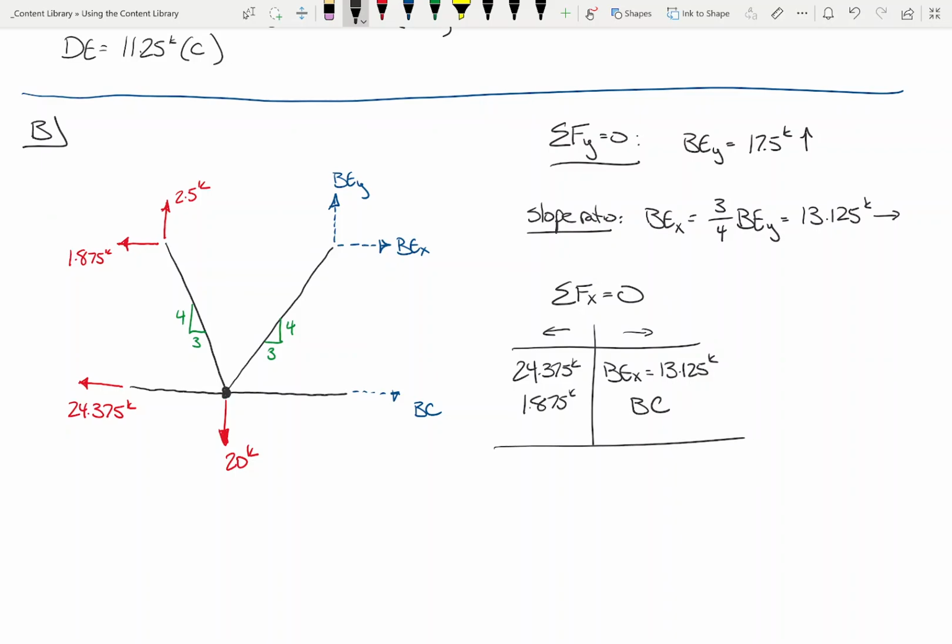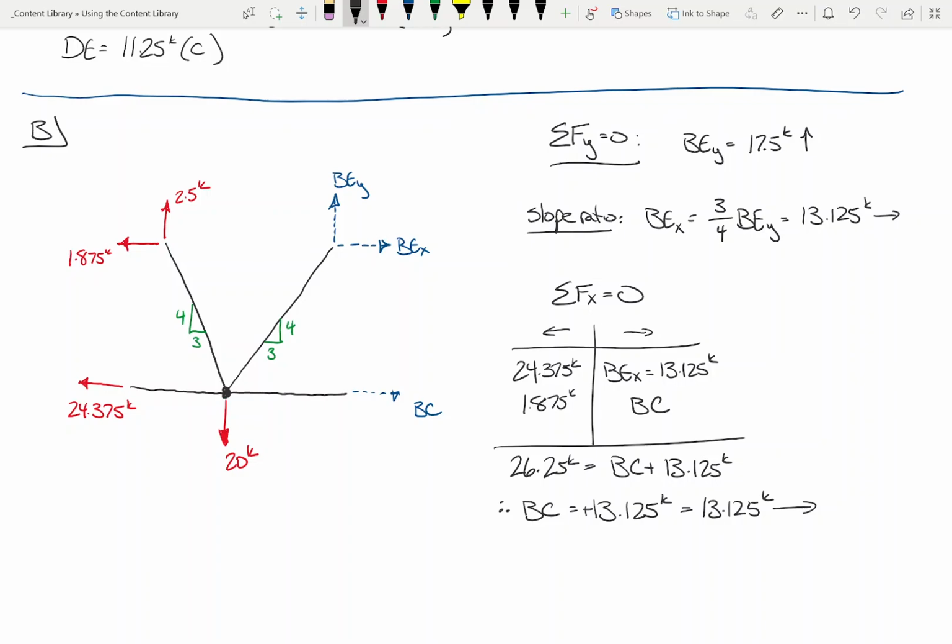And I know we're running short on time, so what do we got? We got 26.25 is BC plus 13.125. Say it again. Yes. So that means BC is going to be also 13.125, going to the right. So far, so good? I know we're running short on time.